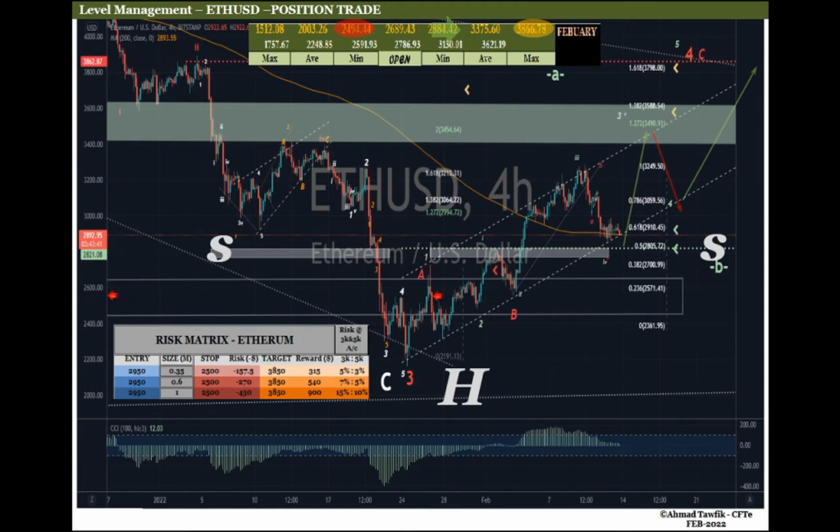Over here showing $450 for one coin. So it's probably a 1 to 2 risk reward, close to that. Now, if I'm a conservative, I will only use 0.6 of a coin. Reward becomes 540. The risk is around 270. If I am just starting or cautious, I would just use 0.35 of a coin. Risk becomes minus 160. Reward becomes 315.